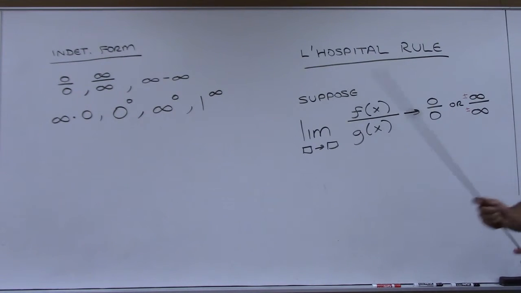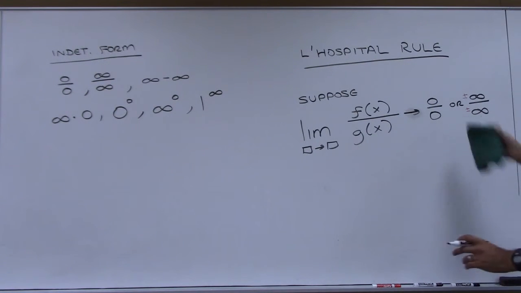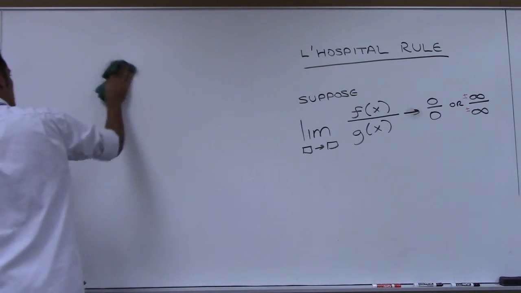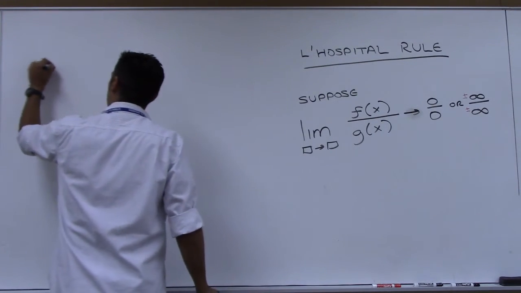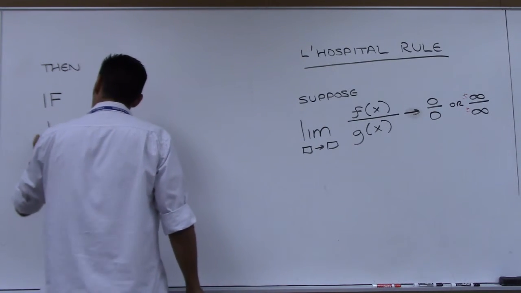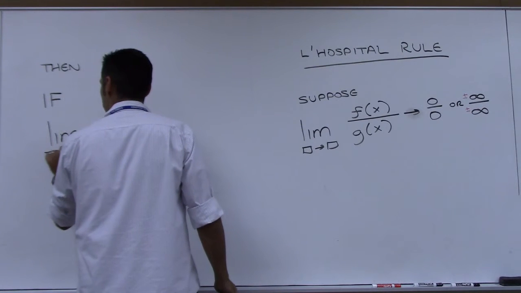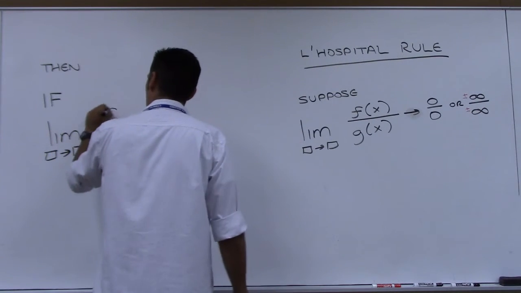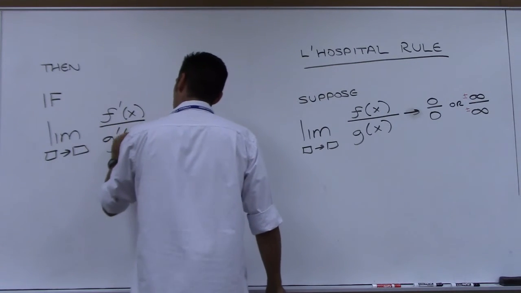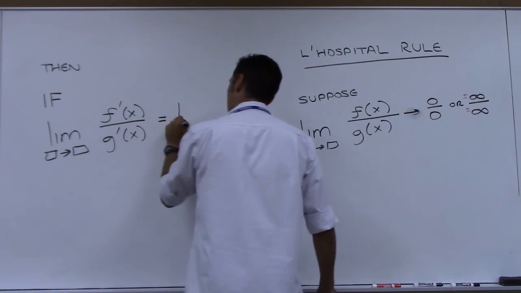That's the way the rule starts. Suppose that you've got this bad situation happening. Then, if the limit, as x approaches whatever, of f prime of x over g prime of x equals L.